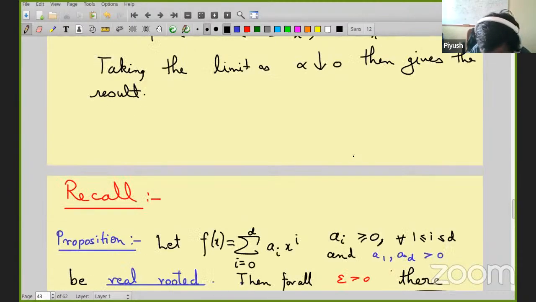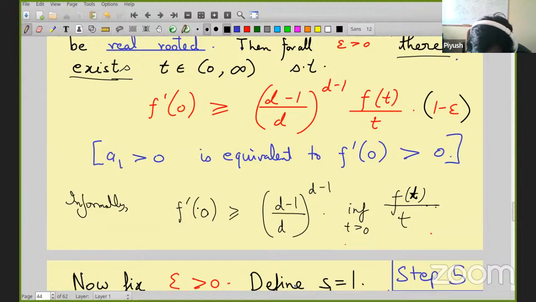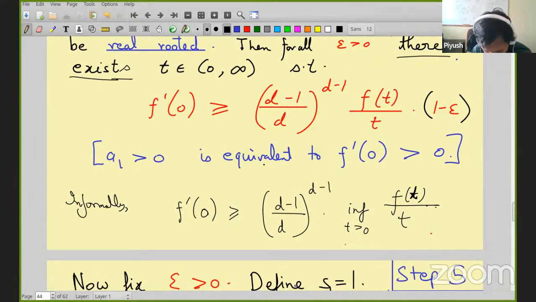Okay, so this is the thing. Then we have this proposition which we have not yet proved, but we'll prove today: if you have a univariate polynomial f, with ai non-negative, a1 and ad positive, so the coefficient of the highest degree term and the coefficient of the linear term are positive, and it is real rooted. Then for all epsilon positive, there is a t in (0, infinity) such that f prime 0 is at least ((d minus 1) over d) to the power d minus 1 times the infimum over positive t of f(t) over t. Another easier way of writing this is that for every epsilon, there is some t such that this is bigger than or equal to f(t) over t times (1 minus epsilon). I'm assuming that a1 is positive, which is the same thing as assuming that f prime 0 is positive.